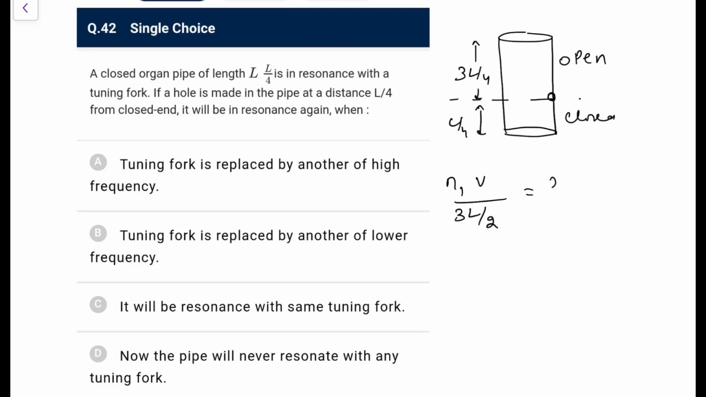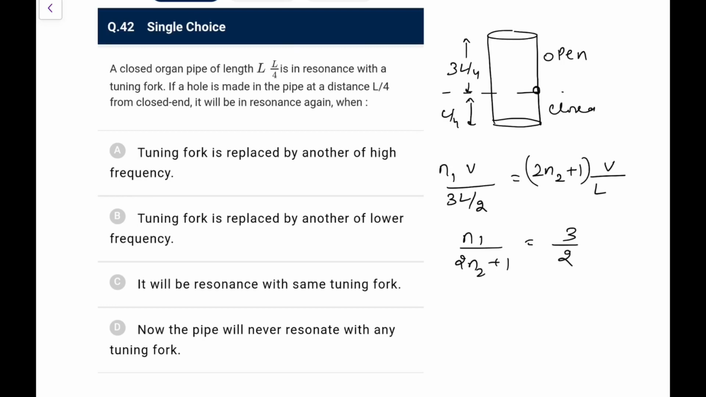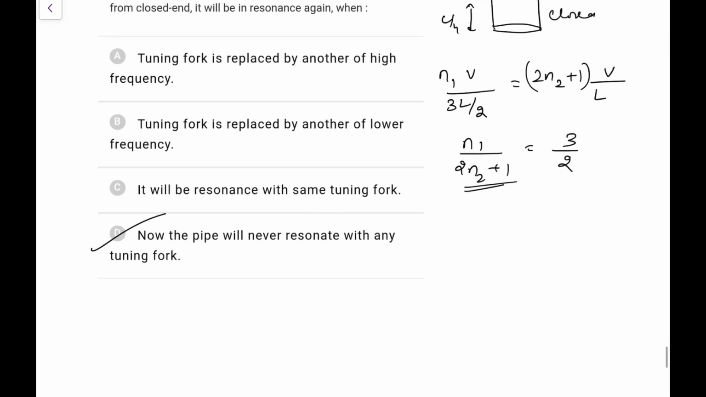And here you will have 2 N2 plus 1 into V by 4L. 4L means it would be L. So if I make it out, it would be N1 upon 2 N2 plus 1, which would be equal to 3 by 2 sort of thing. So which is never a feasible value in this particular case, because this will be an odd number, so it cannot be this ratio, so it will never resonate with the tuning fork. The condition for exciting both won't be feasible in this particular case.